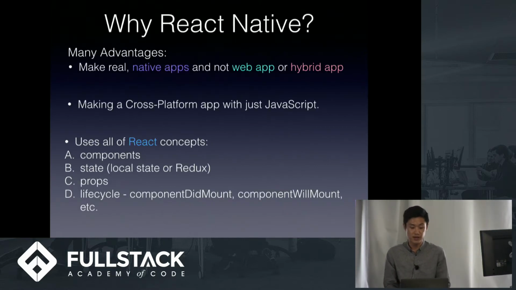And why should you use React Native? There are many advantages, like you're making a real native app and not just a web app or a hybrid app. So the user experience is very fluid, clean, and fast. And you're making a cross-platform app with just a single language. So you can use 80% to 100% of your code for both iOS and Android. And it uses all the React concepts that we all know here at Full Stack, such as components, state, props, and lifecycle hooks like componentDidMount and things like that. So that's very good for us.